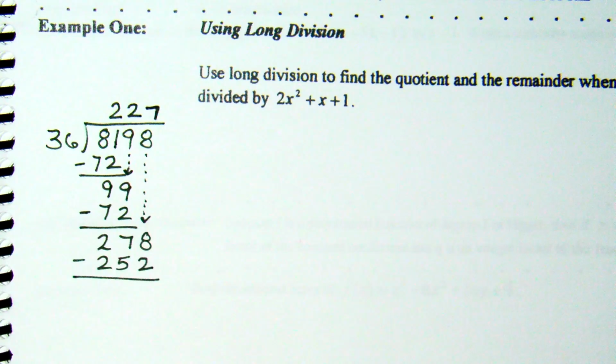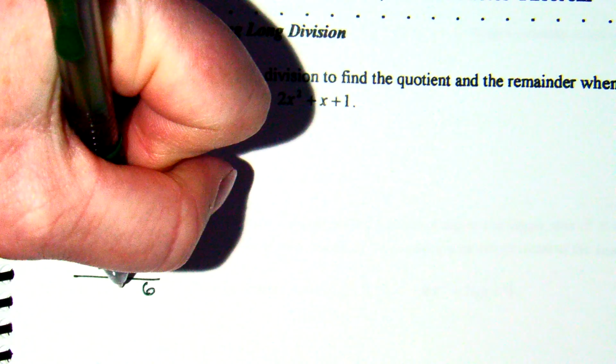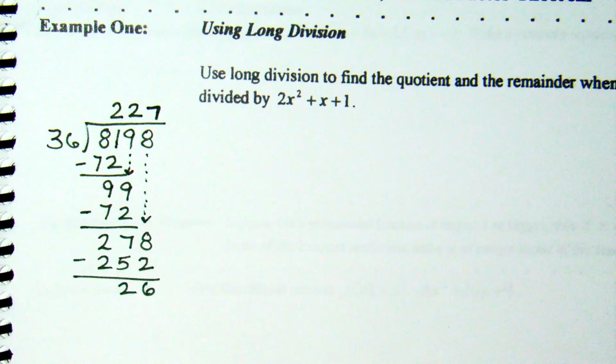Again, we subtract. 8 minus 2 is 6. 7 minus 2 is 2. 2 minus 2 is 0. I have a remainder of 26, which is smaller than my divisor of 36, right? Which is good. We're not going decimals, because when we start dividing polynomials here in a moment, we can't go decimals. How do we express this answer then?